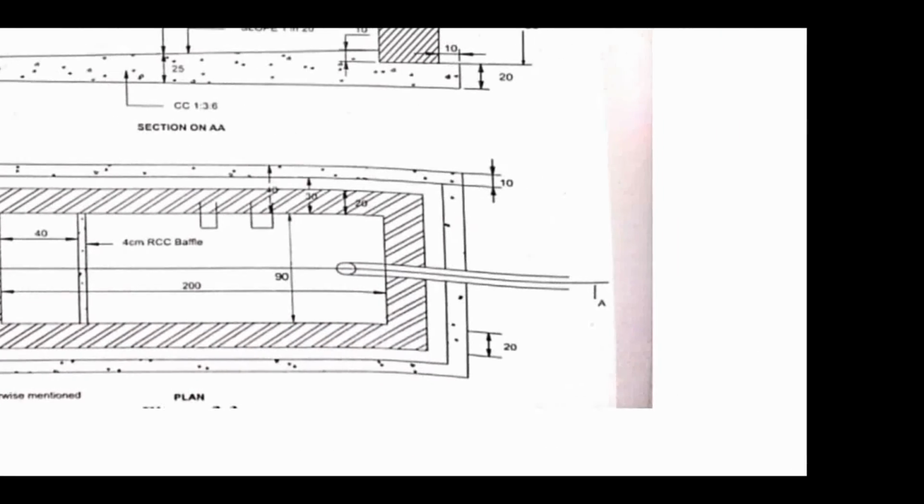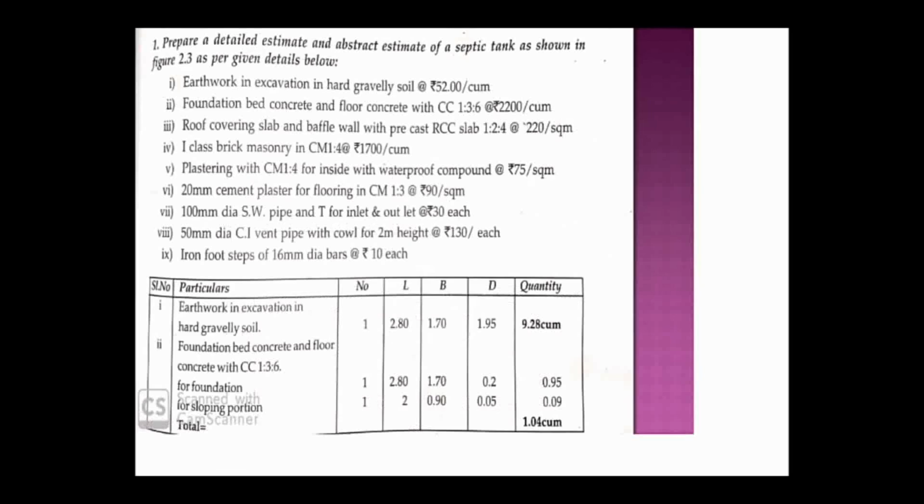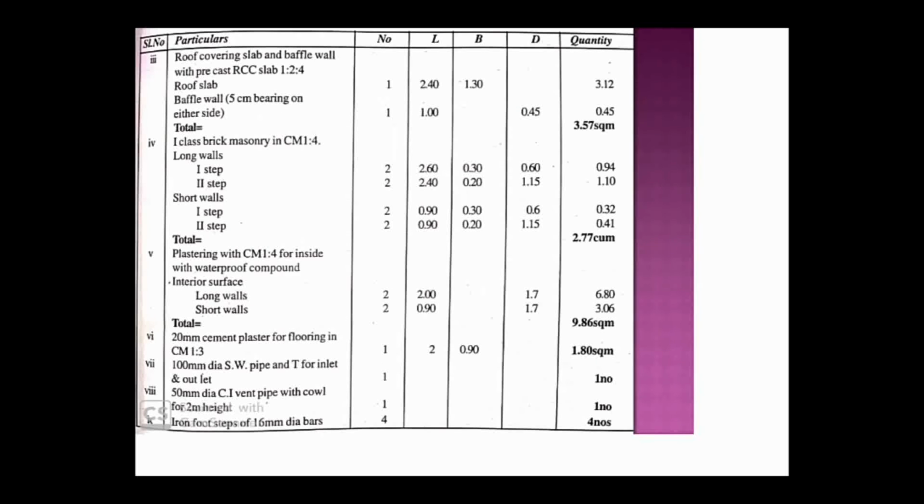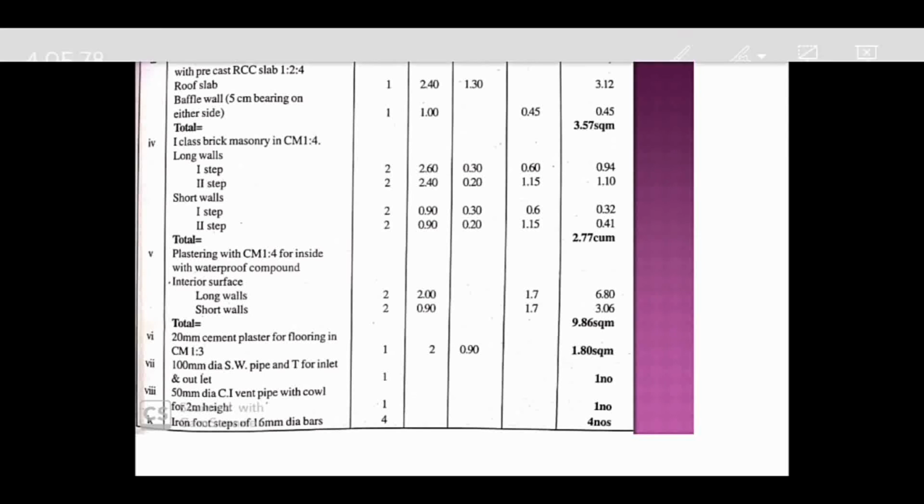So the same thing you have to do here, that is you can see here 20 centimeter cement plaster for flooring CM 1:3, that is the sixth quantity. One number of floor is there, and the length is 2, that is 200, and the breadth is 0.9. Inside to inside dimension we have to consider, and the total quantity is how much? 1.8 square meter. That is your total quantity of flooring.